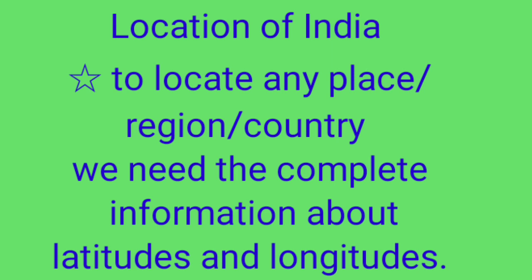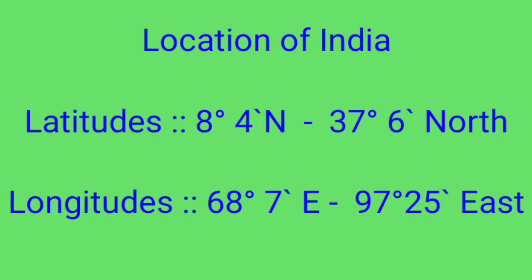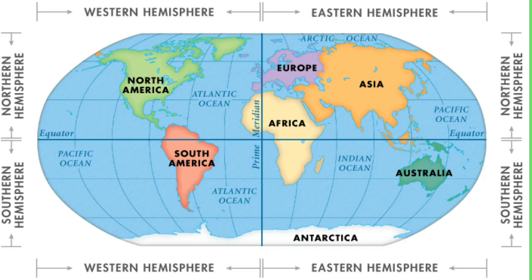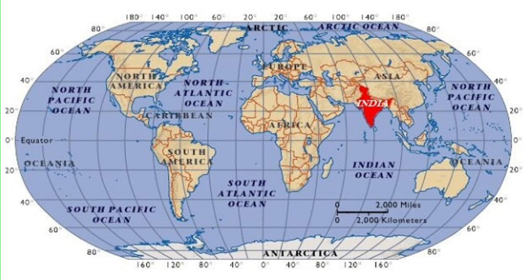Now, location of India. To locate any place, we need complete information about latitudes and longitudes. India lies between 8 degrees 4 minutes north to 37 degrees 6 minutes north latitudes and 68 degrees 7 minutes east to 97 degrees 25 minutes east longitudes. With this information, we find India on the globe in the northern and eastern hemispheres. We can see it in this picture.